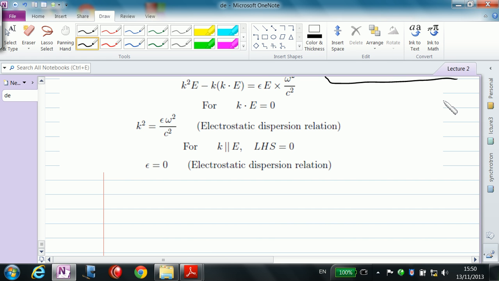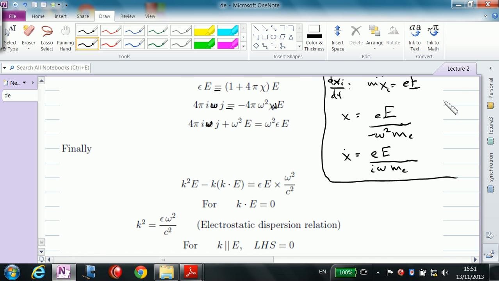It can have an imaginary part, and the wave can grow. So we'll get to that in a minute. But the point is that I can have k dot E equals 0 even when there's no vacuum. But I can also, and why is that?